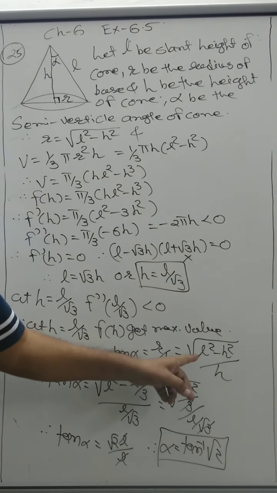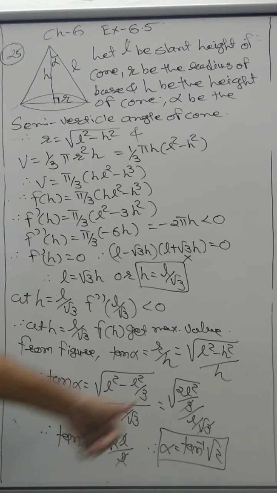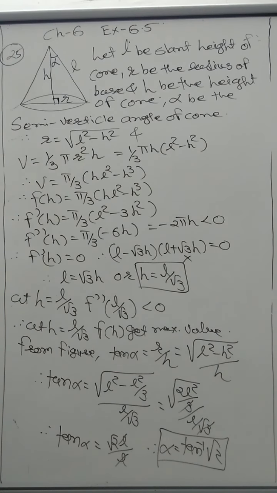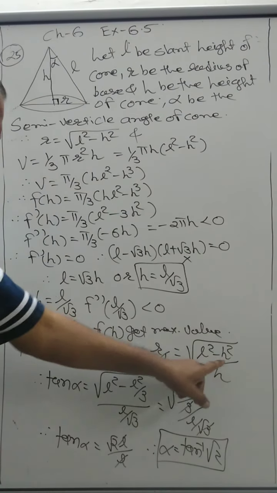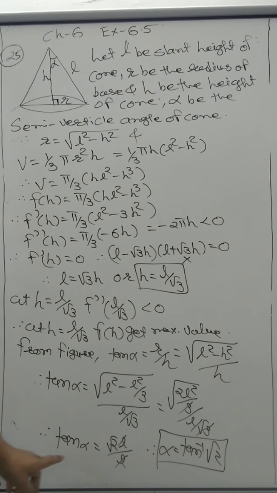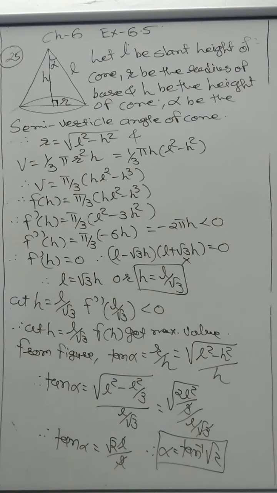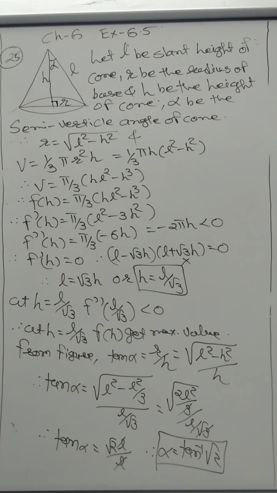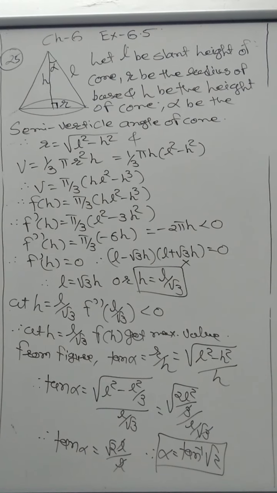R is not given, but here the value of r is there, root L square minus h square. So we just put this value and we put h equal to L upon root 3 here, and then simplify. We get tan alpha equal to root 2 and alpha equal to tan inverse root 2. So this way we can find our answer. So this sum is also a very important sum.